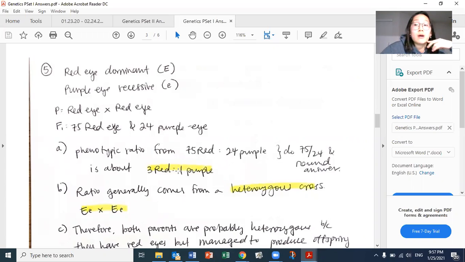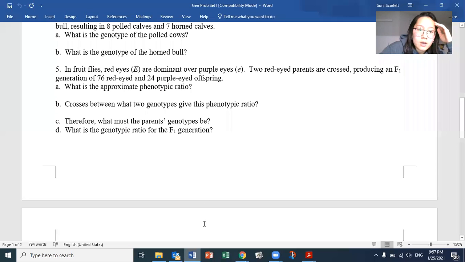And you need to write the ratio out with the actual phenotype. So it would be 3 red to 1 purple. It's not as important, but you just need to get that down that it's about 3 to 1 for red eyes to purple eyes. Now, part B is asking, crosses between what 2 genotypes give this phenotypic ratio?